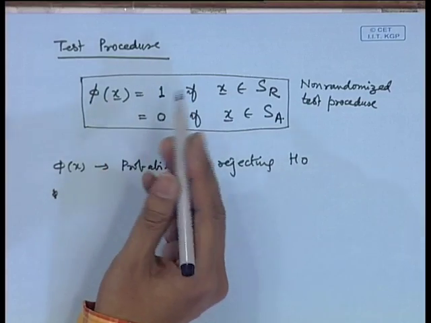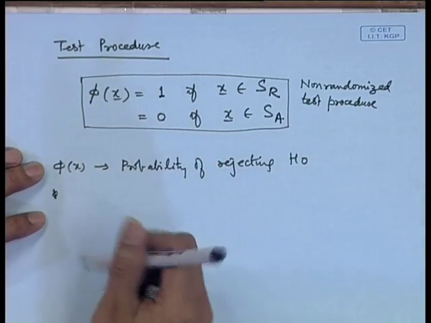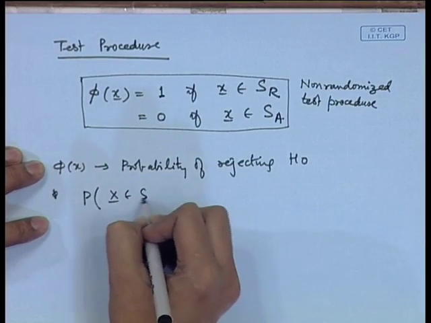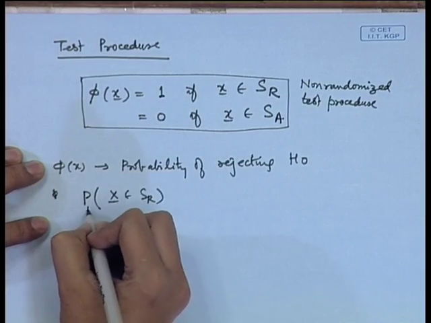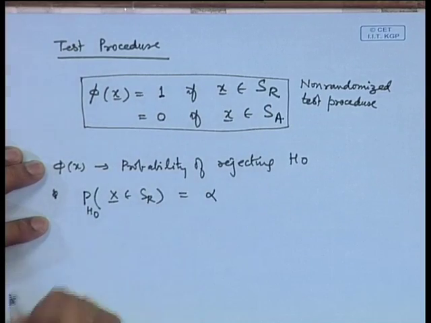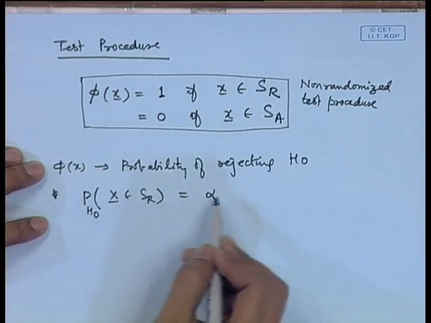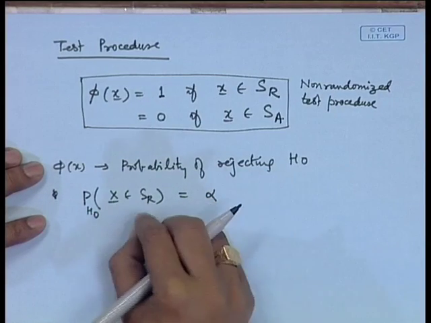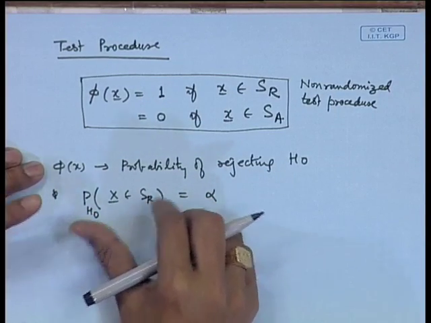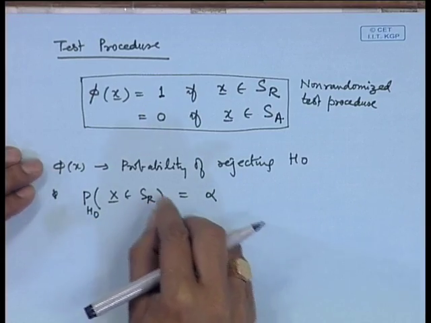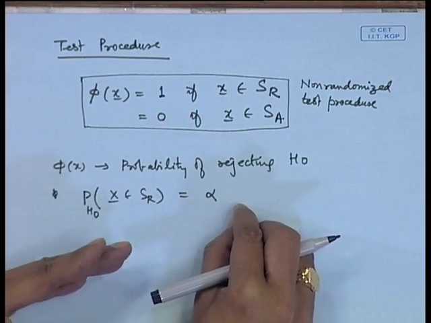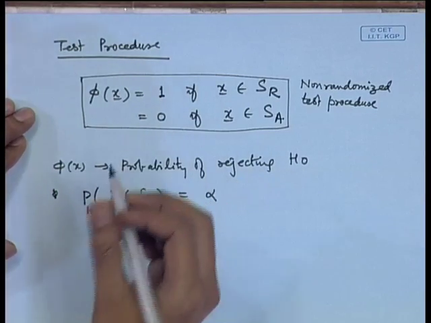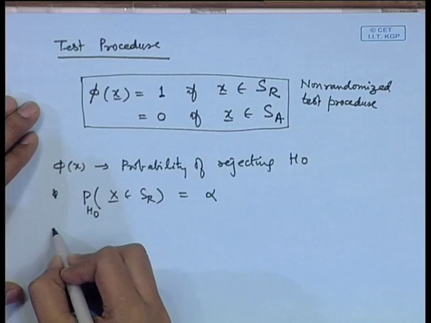However, there may be certain cases, because what we are saying is that the probability of rejecting, that is x belongs to S R, when H naught is true, this is equal to alpha. Now, in a given situation, when we are devising a test, it may turn out that this value is not exactly equal to alpha, because that may be changing depending upon the points, and when we include a few points it may become more than alpha, if we delete some points it may become less than alpha. In that case, we may adopt a procedure called a randomized test procedure.